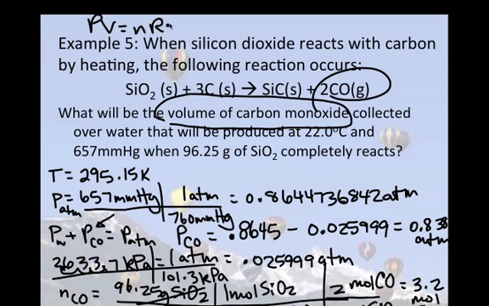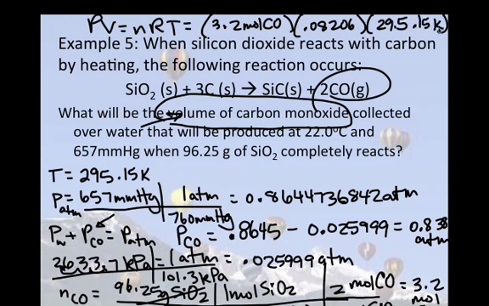PV equals nRT. I'm trying to get my volume, right? The volume of carbon monoxide gas. So I'm going to take my moles, 3.2 moles of carbon monoxide, multiply by R, 0.08206, and my temperature in kelvins is 295.15, divide by my pressure, and this time I only want the pressure of the carbon monoxide gas, not the pressure of everything. So where was that number? This one, right? So I still have that one in my calculator, 0.08385 something something.